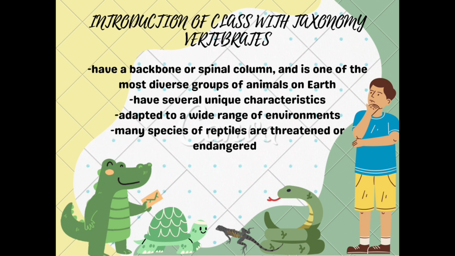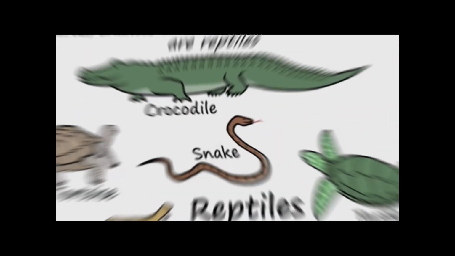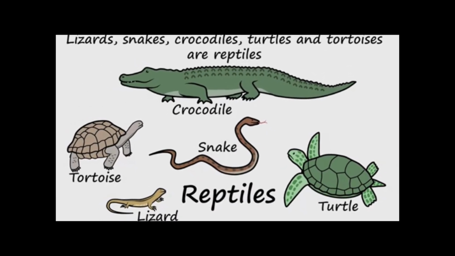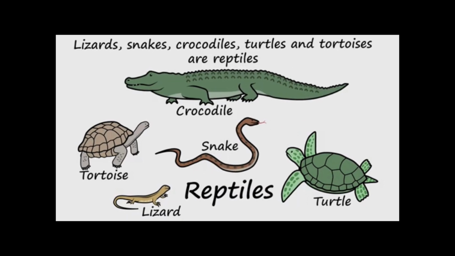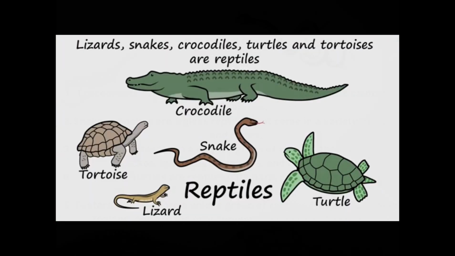Unfortunately, many species of reptiles are threatened or endangered due to habitat loss, hunting, and other human activities. Conservation efforts are important for protecting these animals and their habitats. Example species. First of all, crocodilians. This group includes crocodiles, alligators, caimans, and gharials.